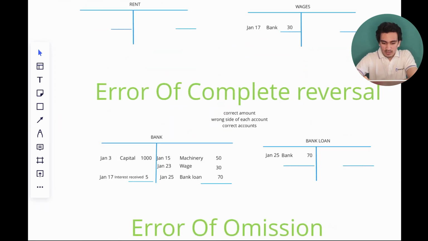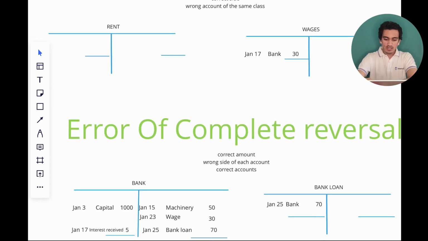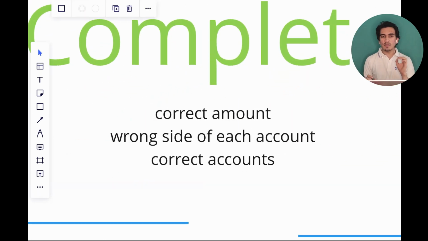Moving on to the next kind of error, error of complete reversal. This is when you add the correct amount to the correct account, but to the wrong side of each account. This will again not affect the balance because there is a credit entry and debit entry of equal amounts, but this will lead to you having wrong balances.